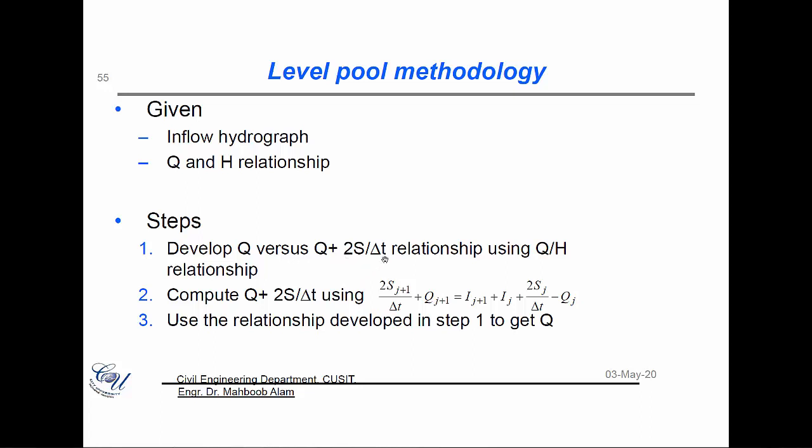And this relationship would be drawn or plotted, and then this relationship would be used afterwards when we calculate the other values. The next step would be to compute the discharge plus 2 into storage divided by the delta T, and now this delta T would be given to us. It can be 1 hour or 2 hour, using the equation that was shown earlier, or this equation.